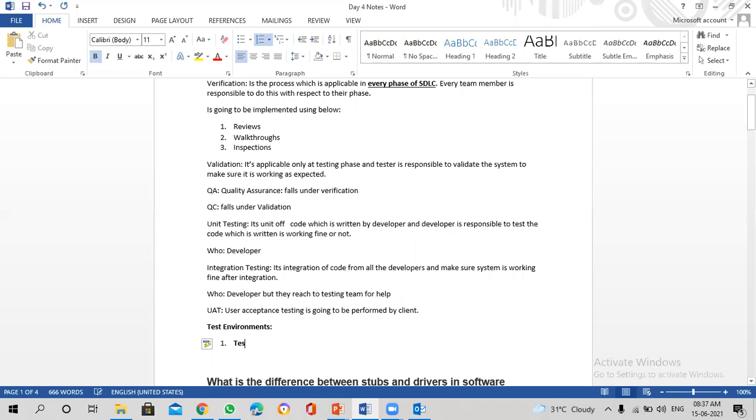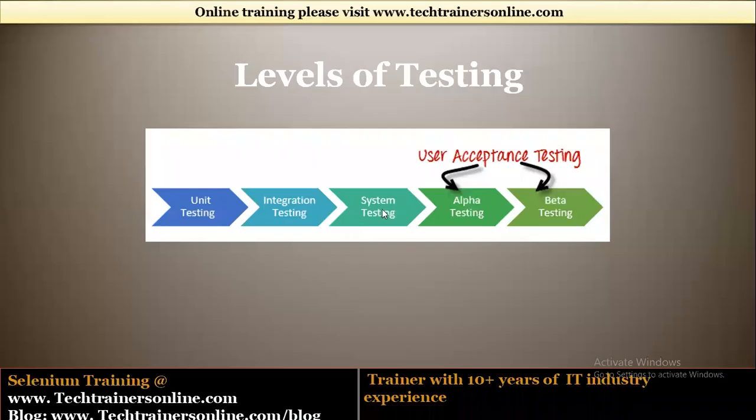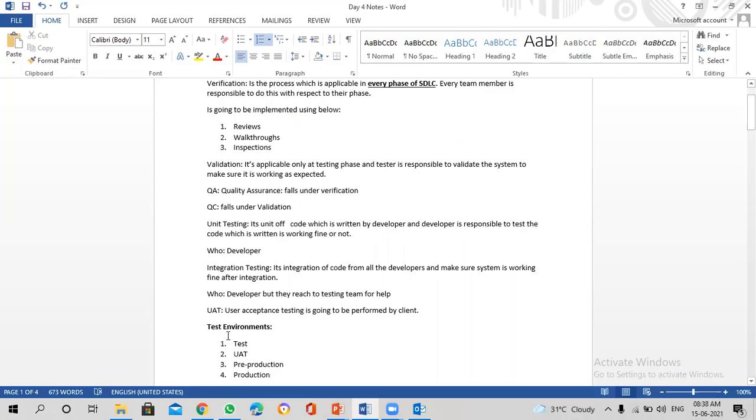We have something called the test environment, and you have UAT. We call the environment itself UAT, and then pre-prod, we call it pre-production. Some people call it pre-prod and some people call it pre-production. And the production environment. So these are the different environments we have. Okay. So when I say system testing, I'd be doing it in the test environment.